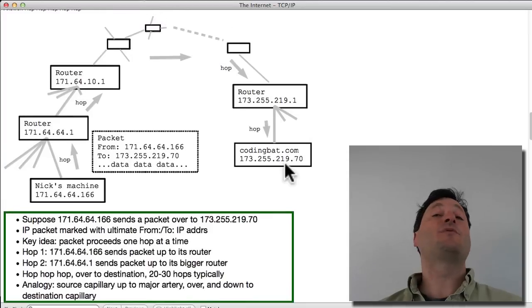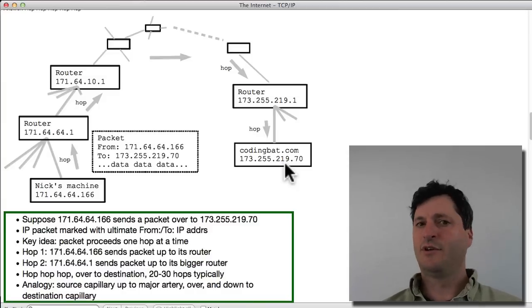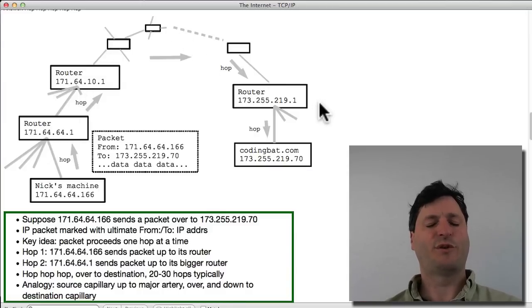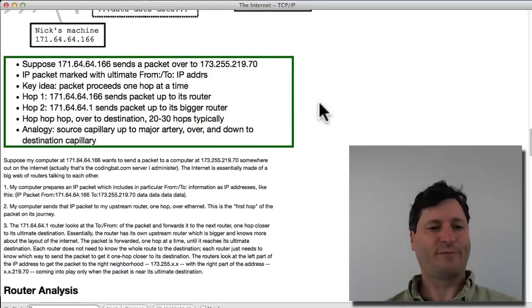It is surprising that every time you watch a YouTube video or send an email or whatever, the data in packets is actually making this fairly large number of hops, hop, hop, hop, hop from one router to another to get where it's supposed to go eventually.